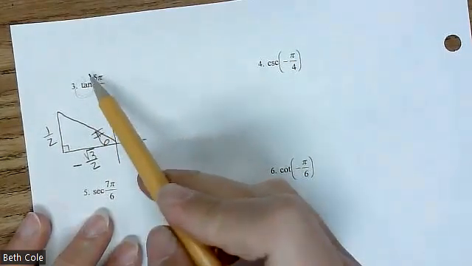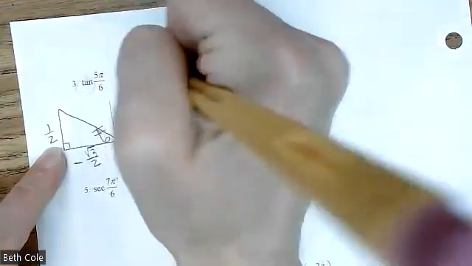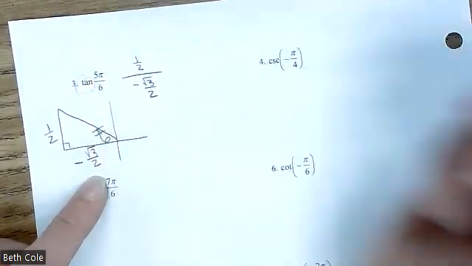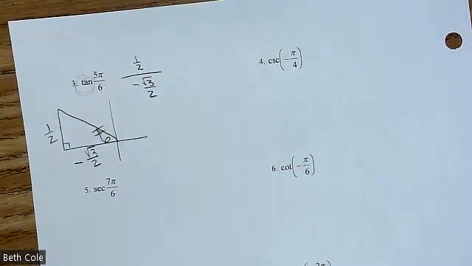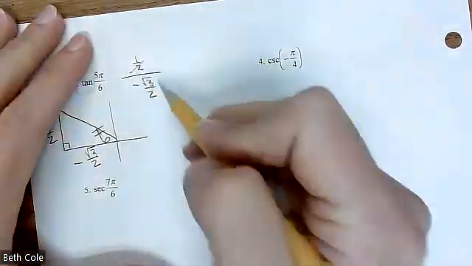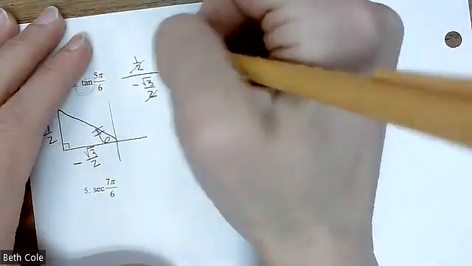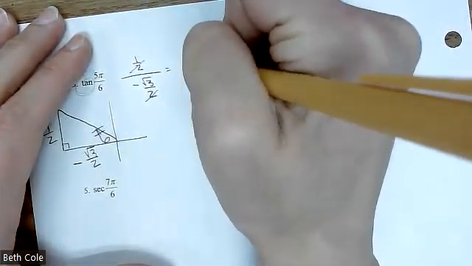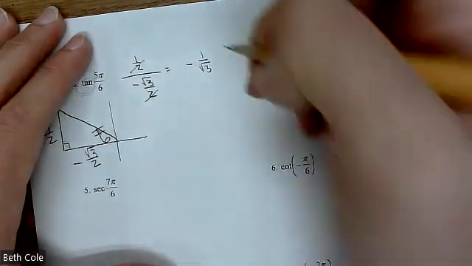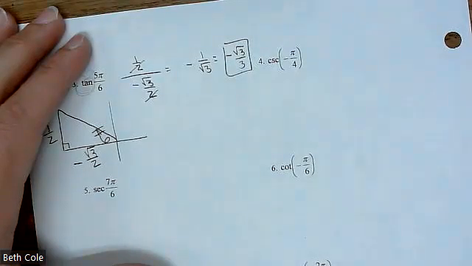Now, tangent is what tells you how to get your answer. I wrote it up here so you didn't have to keep flipping the paper over. Tangent is y over x. That's going to be 1/2 over negative square root of 3 over 2. Now, before you freak out, I know that looks awful. Do you see how these both have 2's? They cancel. Hey, Miss Cole, will that happen every time? Yep. So you have negative 1 over square root of 3, and then that's going to rationalize to negative square root of 3 over 3. Just like that.